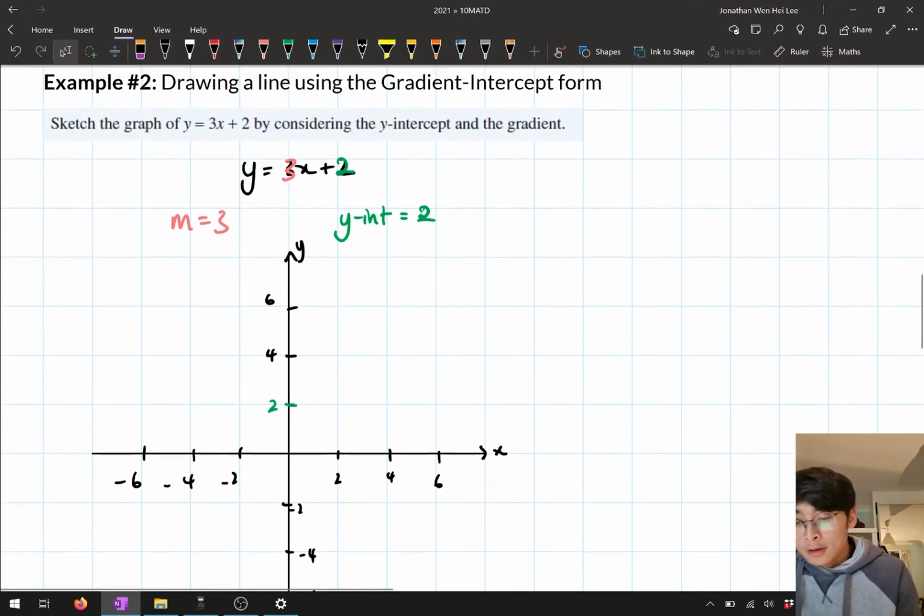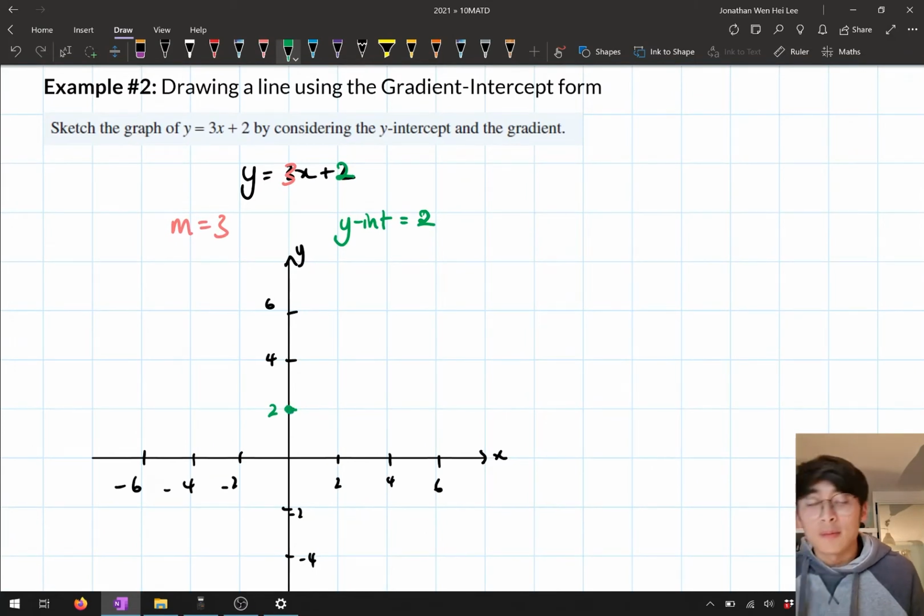Okay. So I'm going to put a dot at that y-intercept of 2. Okay. That's the first step. I put a dot at the y-intercept. The second step is then I use the gradient to help me find a second point.